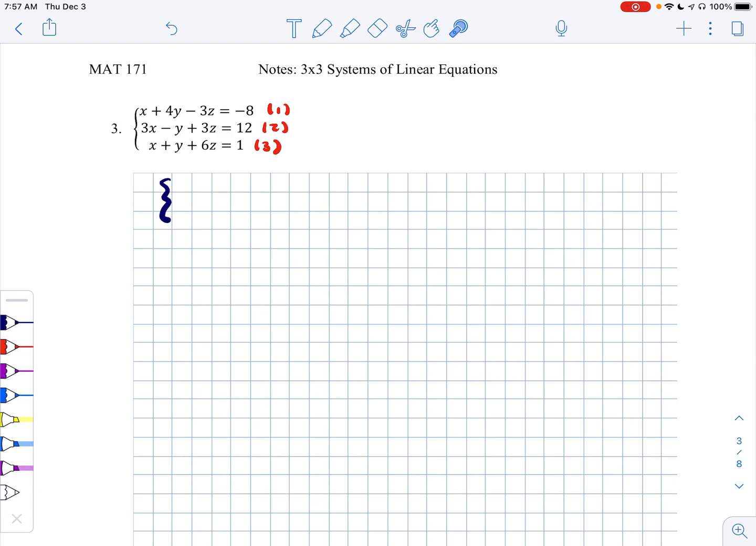eliminate. So looking at my different equations here, okay, I can see already that in equations 1 and 2, we have a negative 3z and a positive 3z. So since those are already opposites of one another, that's going to be a pretty easy variable to eliminate. So I'm going to go ahead and put those two together to start with.